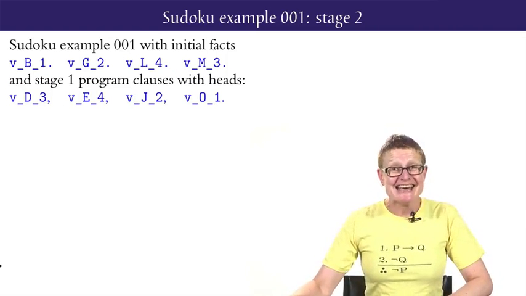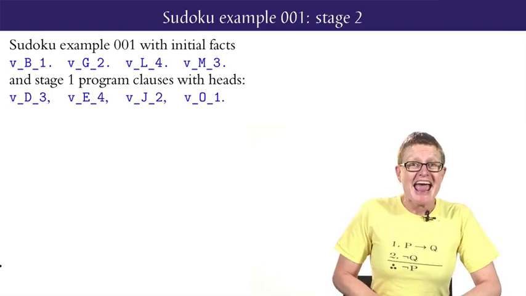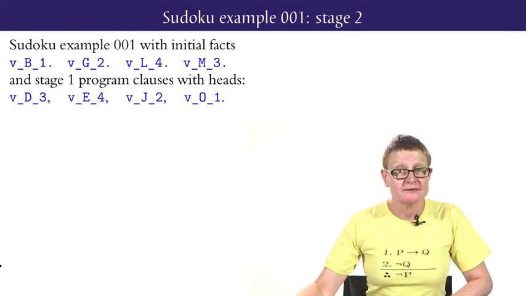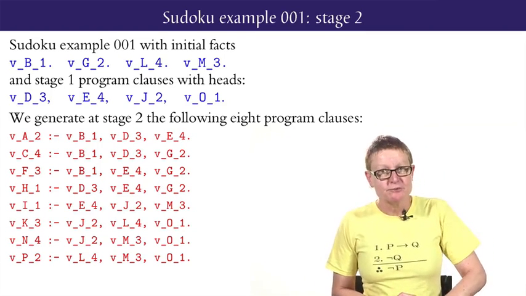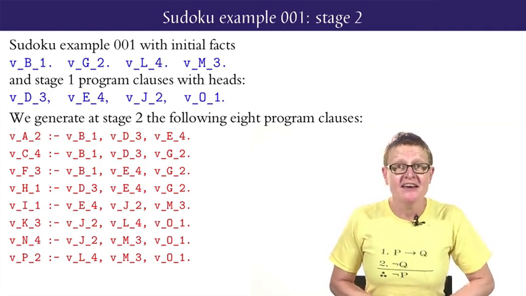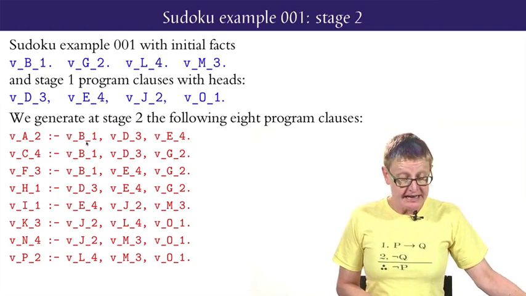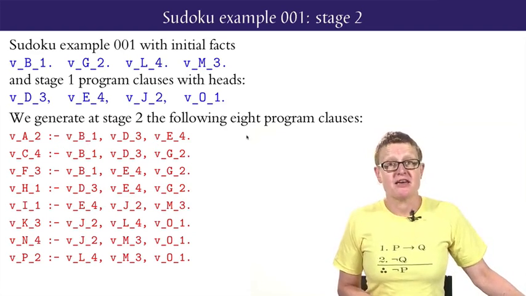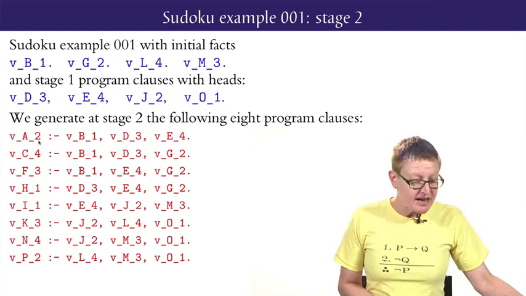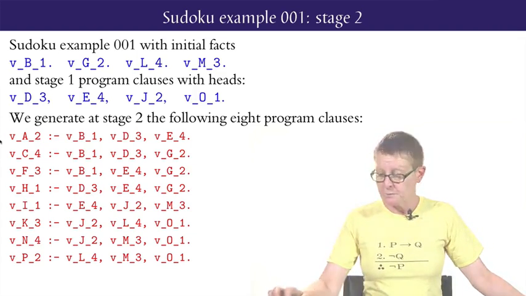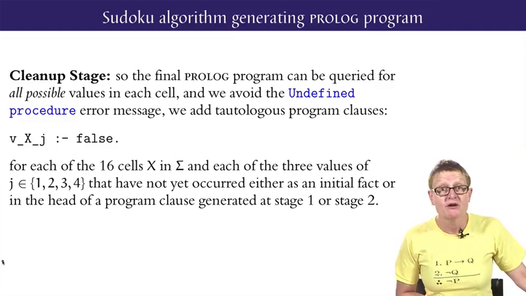Stage 2 for our running example starts with 8 cells in theta 2, whose value is determinable, and will generate 8 program clauses, such as those shown. These clauses are not the only ones possible. For example, we could have had A is 2, an alternative to this one, if B is 1, E is 4 and M is 3. The algorithm requires that we just need one such clause for each cell in sigma 2. At the end of stage 2, we have all the cells with their values determinable from the PROLOG program.